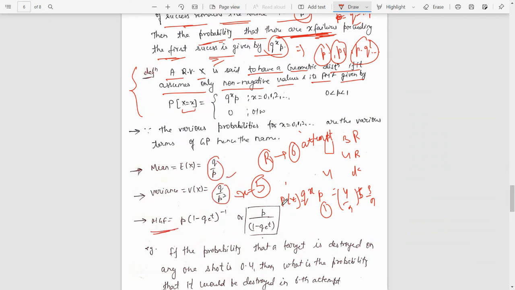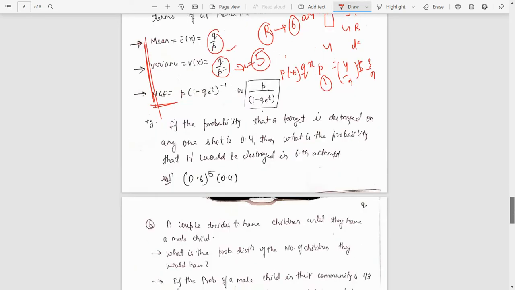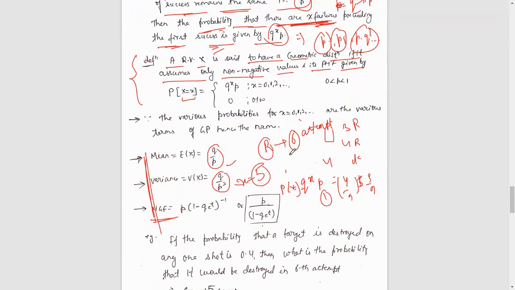And my moment generating function is p by 1 minus q into e to the power t. So these are the basic properties related to the geometric random variable. Let's talk about an example. It's the simplest distribution, and the example will be something like this: you want to find the probability of some success after some amount of failure.